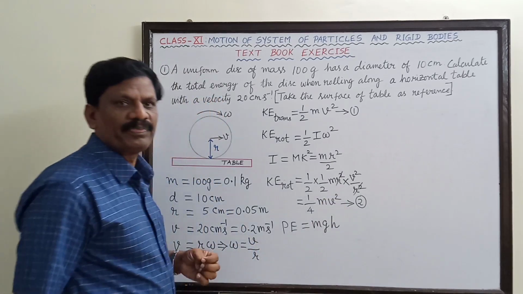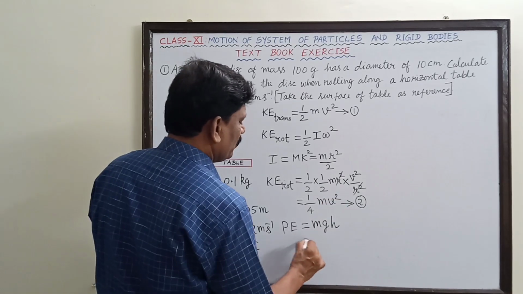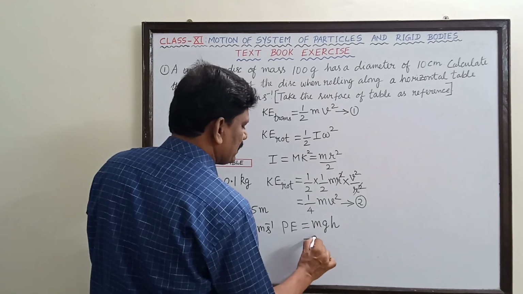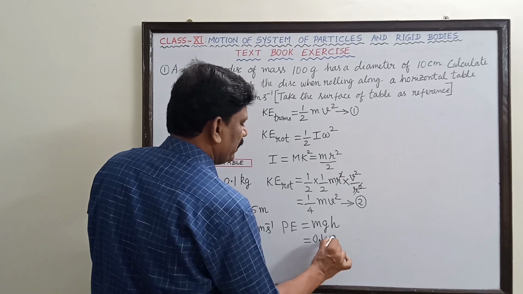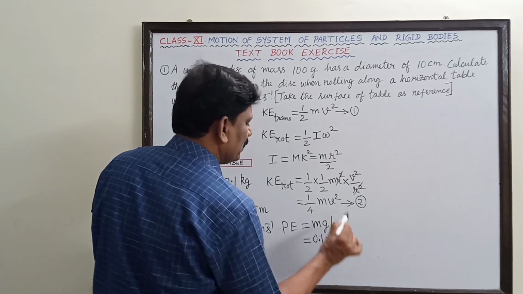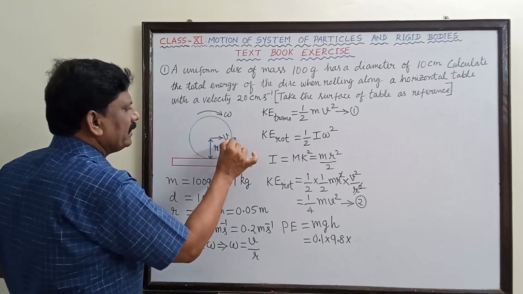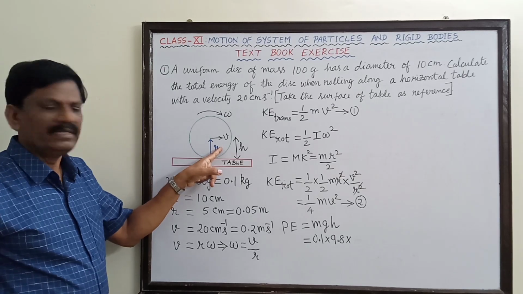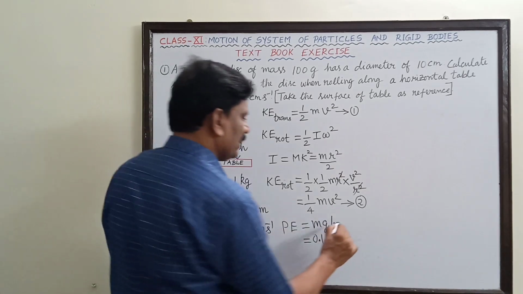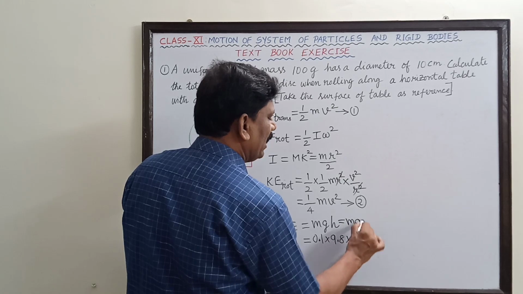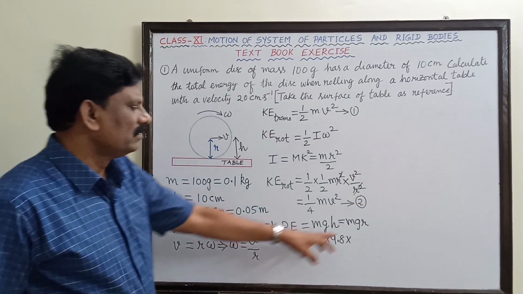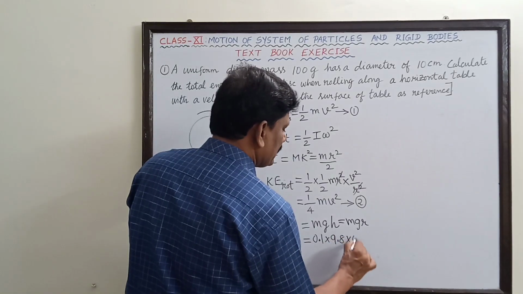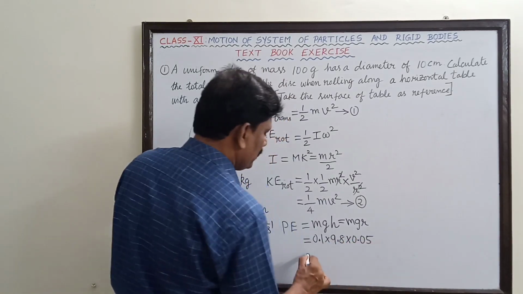mgh. Okay. So this is now equal to m, mass is 0.1. So this is 0.1 into 9.8. And here at what height is the center of mass of the wheel? That is equal to what? Radius. So mgh also can be written as mgr. Okay. So for radius I will substitute here. The radius is what? 0.05. So this is 0.05.